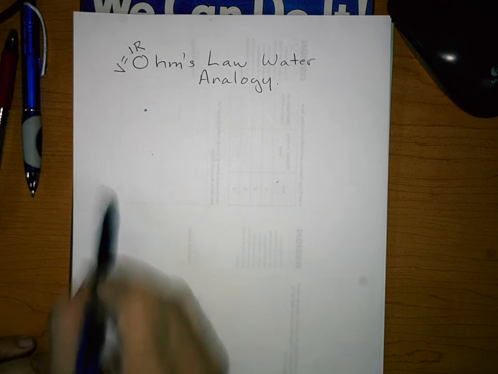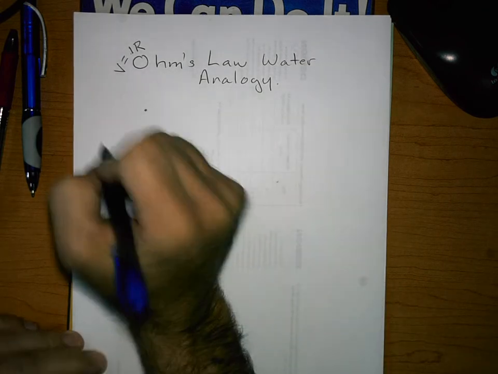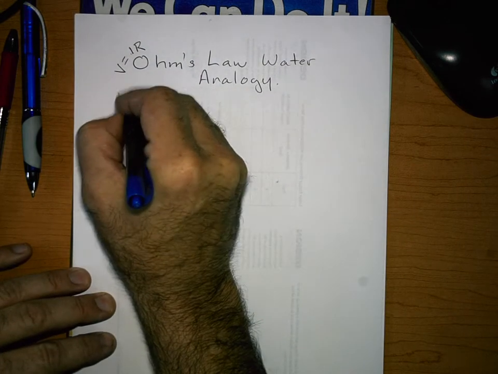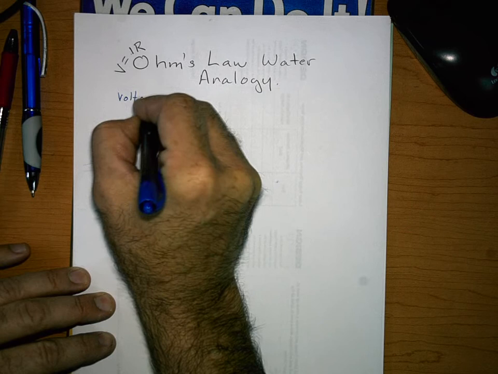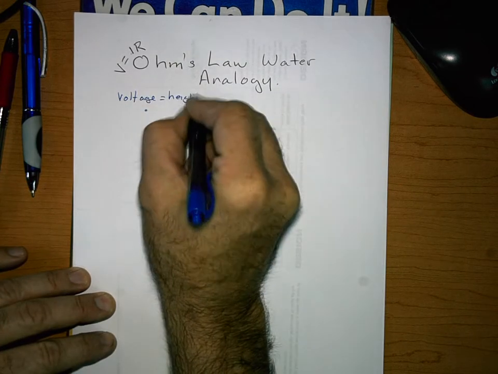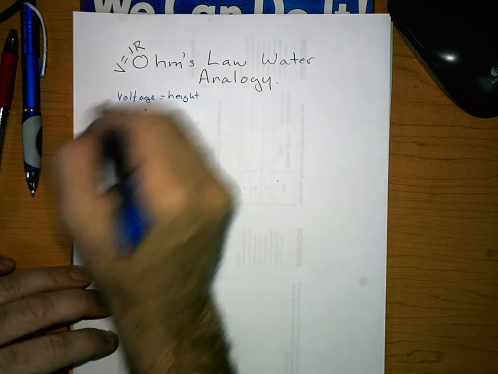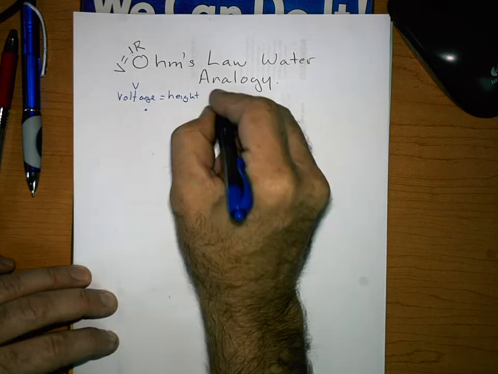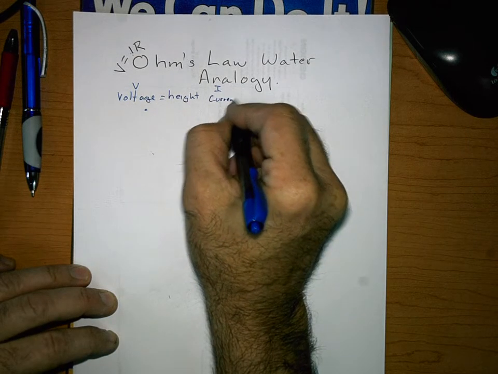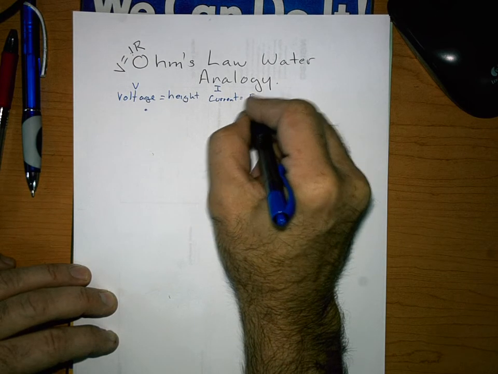So here we go. You're going to need a little bit of room to write some stuff over here. We are going to put voltage. Voltage in this analogy equals the height of the waterfall. Okay, current, so that's, we have Ohm's law, that's V. Current, which is I, will be the flow rate.